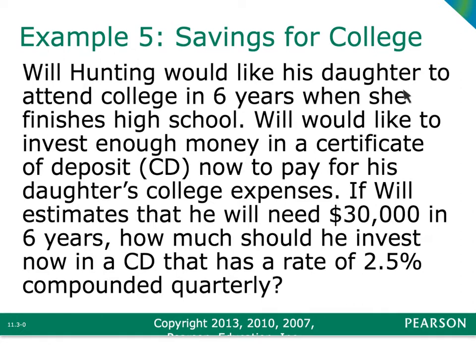Will Hunting would like his daughter to attend college in 6 years when she finishes high school. Okay, he would like to invest money now in a certificate of deposit, or CD, to pay for his daughter's college expenses. He estimates that he will need $30,000 in 6 years. Okay, how much should he invest now in a CD that is a rate of 2.5%? Now that's an annual rate, compounded quarterly. Okay, so we want to know, he's going to want his A, we want it to be 30,000. His R will be 0.025. His N will be 4. Okay, and then we will figure out what the P will be, and T is 6. We figure out what the P will be, how much he has to put away now.